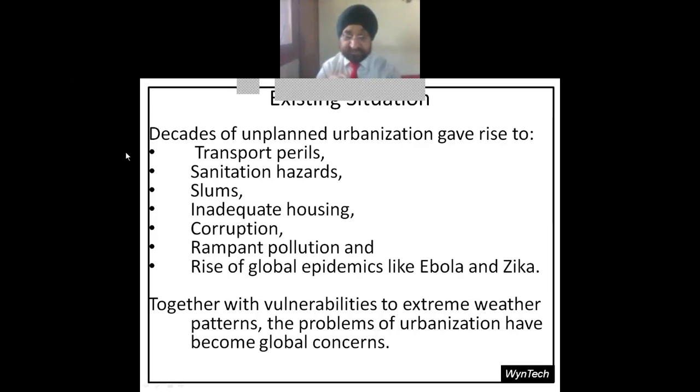Together with vulnerability and extreme weather, sometimes these parameters are due to weather and other things like malaria. So if we have sensors and control everywhere, we can plan things a little better.